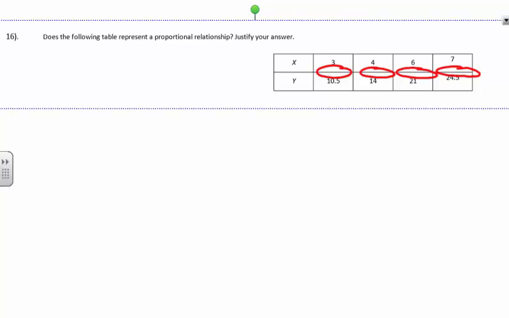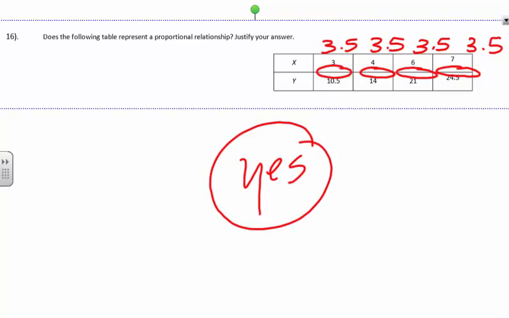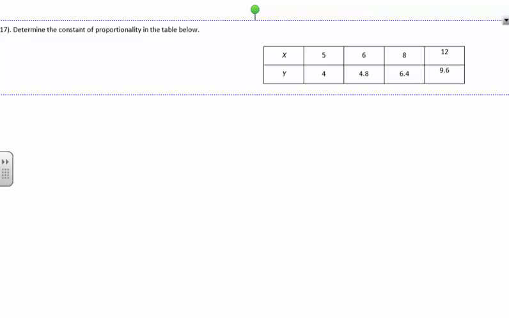Well, what we're going to do is divide our y by our x, and when we do so, for the first one you get 3.5 here, you get 3.5 here, you get 3.5 here, and you get 3.5 here. So this means that yes, it is a proportion. All right? Our next one is the same matter. We're going to figure out if it's proportional or not.